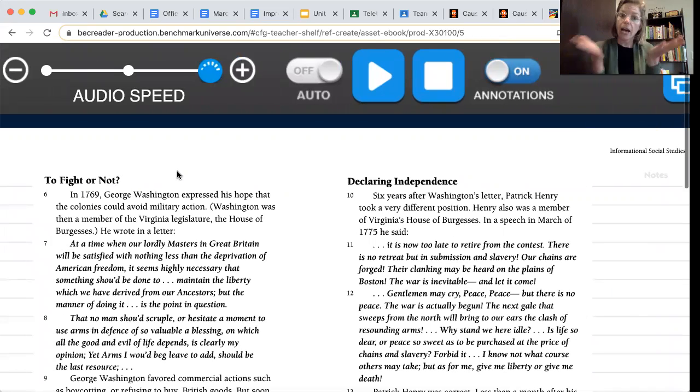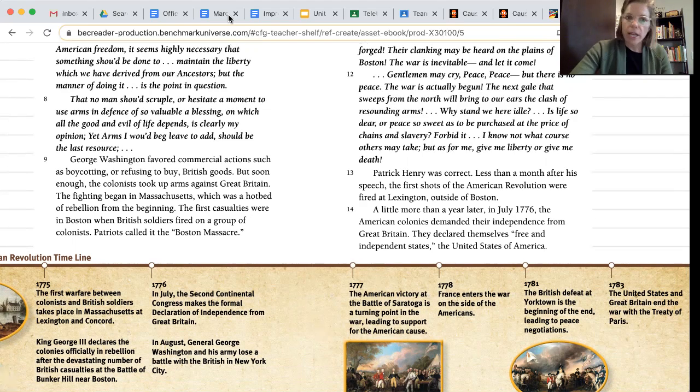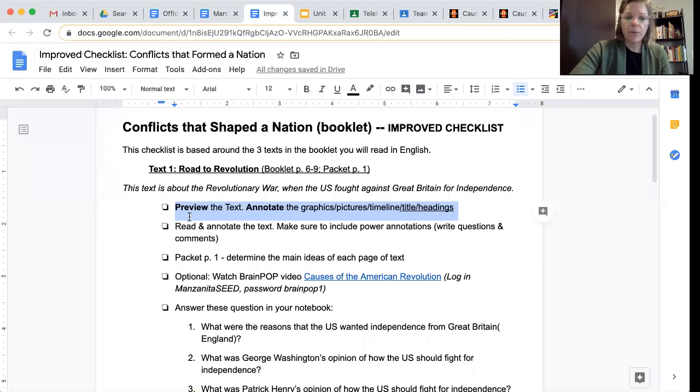So deciding how they're going to fight for their independence, for their freedom, and then declaring independence. So what were the steps? How did they actually declare that they were independent, that they were separated and free from Britain? Okay, check off box number 1. We have previewed and annotated. We've previewed the text by annotating all those things.